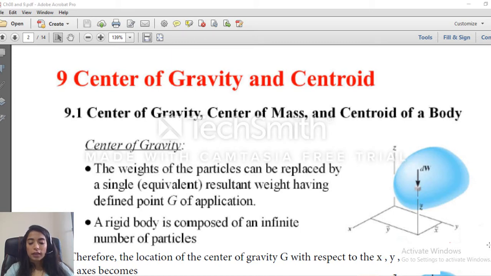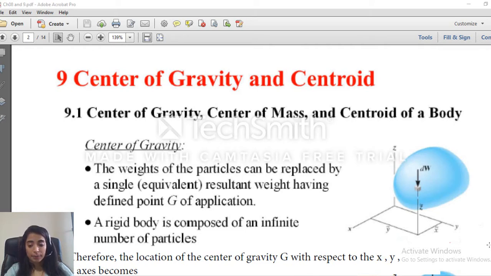Good morning, guys. This is the last chapter in statics, and in this chapter, we will learn how to find the centroid or the center of gravity, or how to locate the centroid, as well as how to find the moment of inertia. So, this chapter basically is divided into two parts. The first part is how to find or how to locate the centroid, and the second part is how to find the moment of inertia.